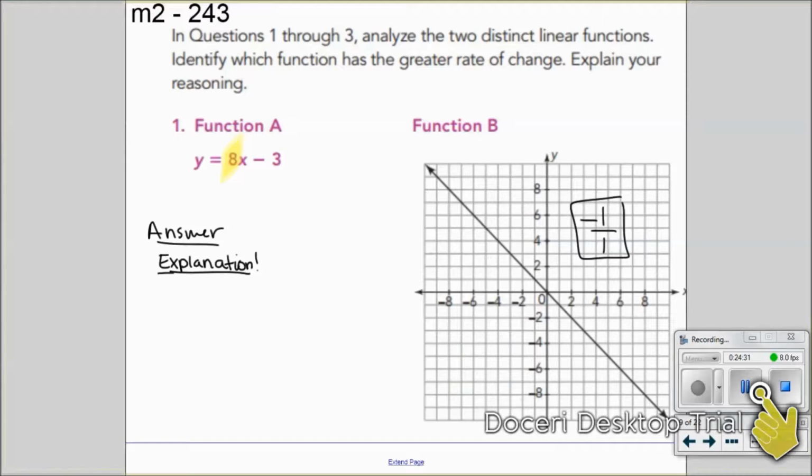Okay, partner 2's, you're going to start us off, and you are going to read your answer to partner 1. Then partner 1, read your answer back. Ready? Begin.